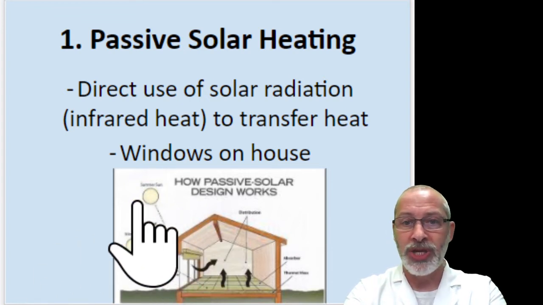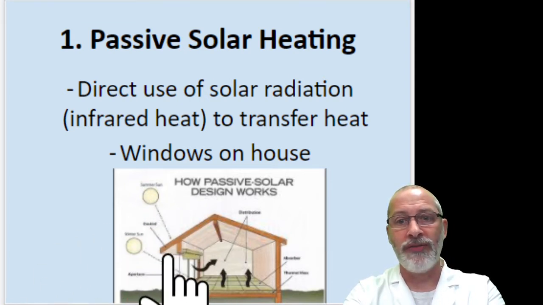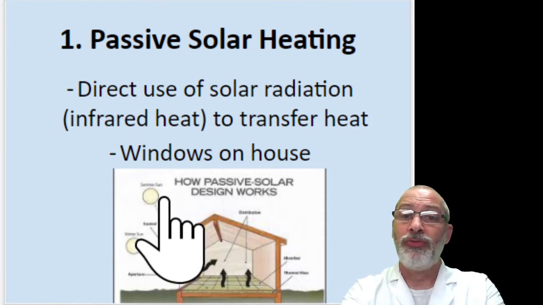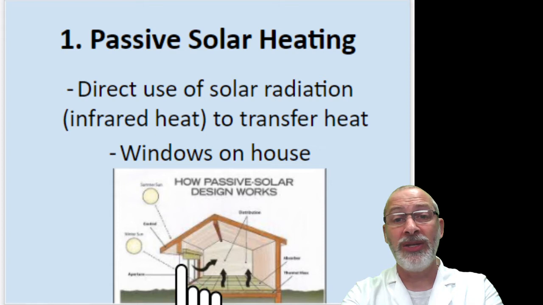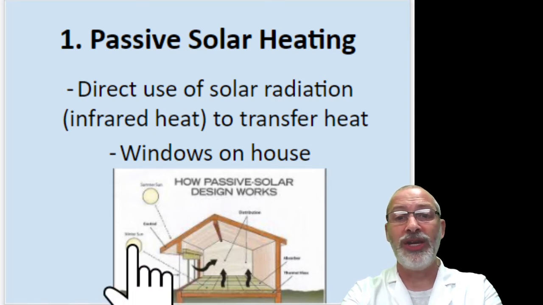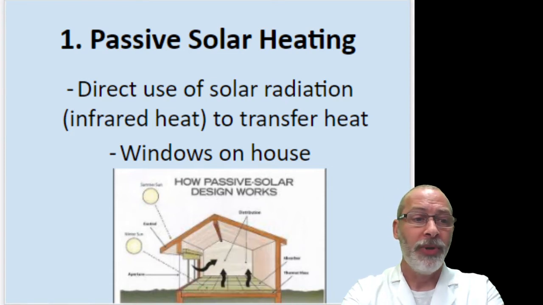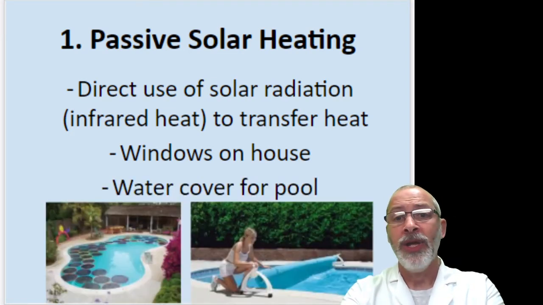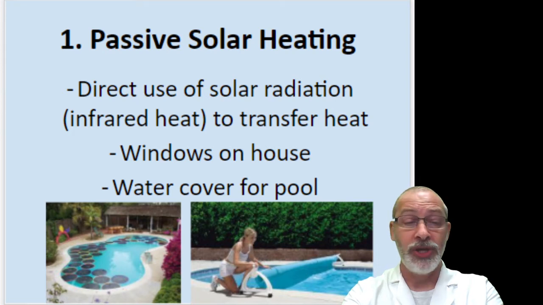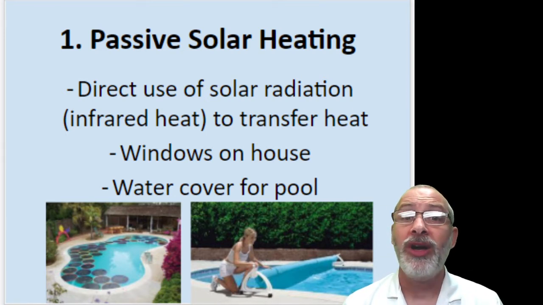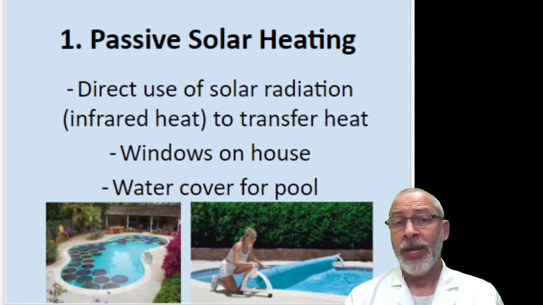So again, this particular house is taking advantage of a roof overhang to prevent the hot solar rays in the summertime from beating into the windows, but taking full advantage of the lower winter sun in order to warm up the inside. Another way, especially this time of year when people are starting to consider opening their pools for the summer season, is putting water covers on pools.